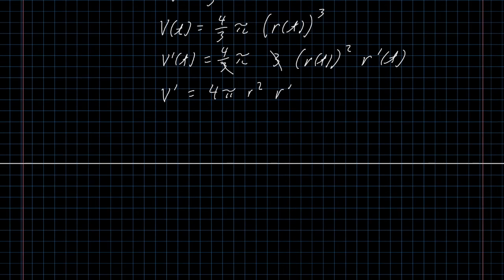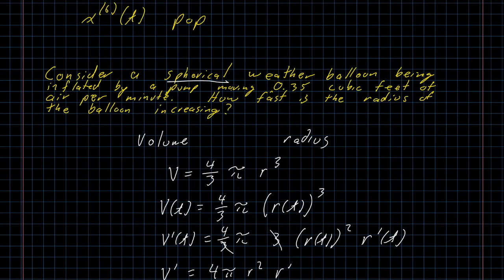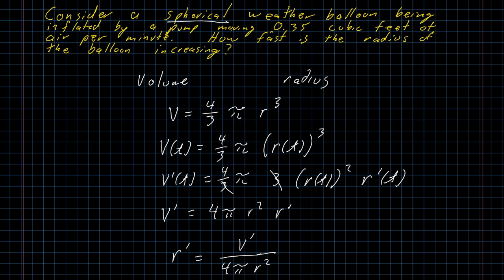Rearranging that formula, I can write that r prime is V prime over 4 pi r squared. And let's see, we are given that we're dealing with 0.35 cubic feet of air per minute. Right, well, cubic feet per minute is the rate of volume with respect to time. That would be V prime is going to be 0.35.